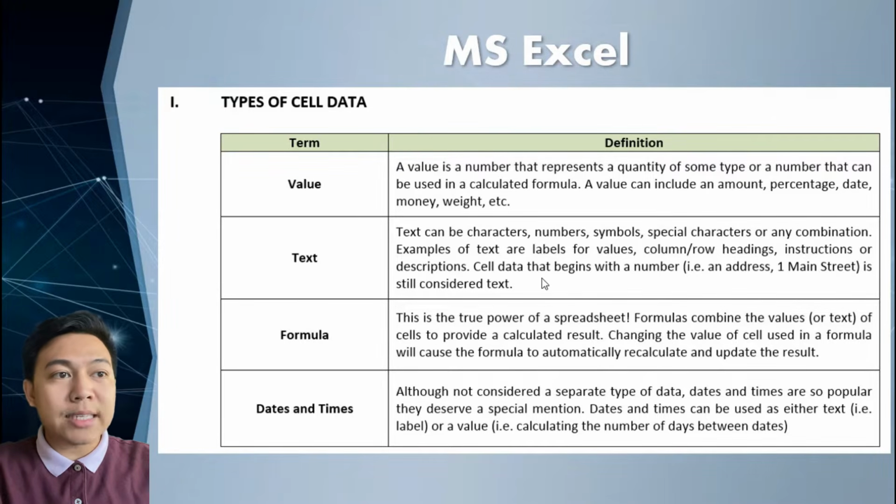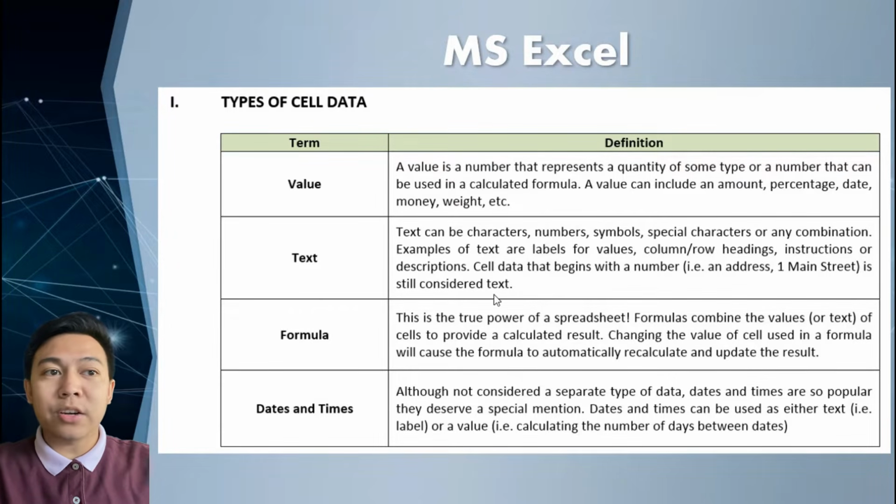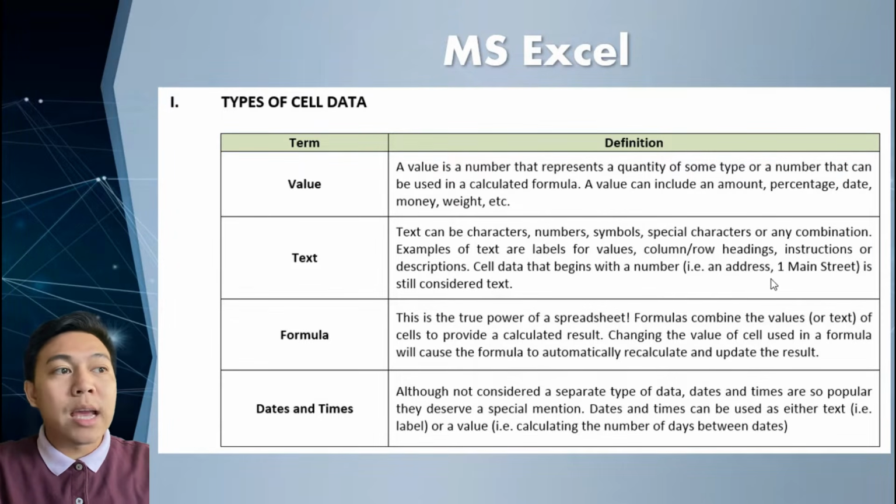So examples of text are labels for values, column or row headings, and instructions or descriptions. And cell data that begins with a number, for example, this one, "1 Main Street," is still considered text, basically because it's a combination of a number and text.